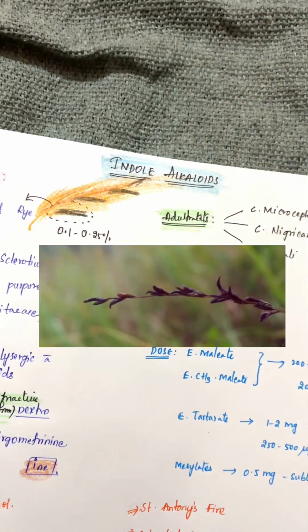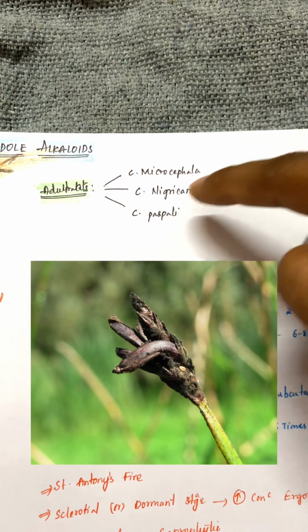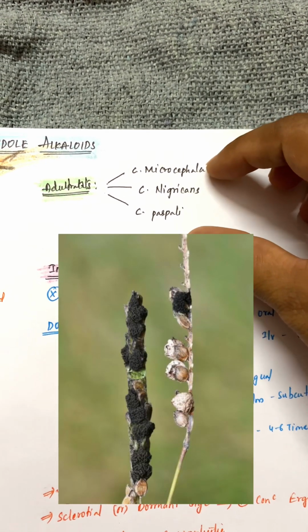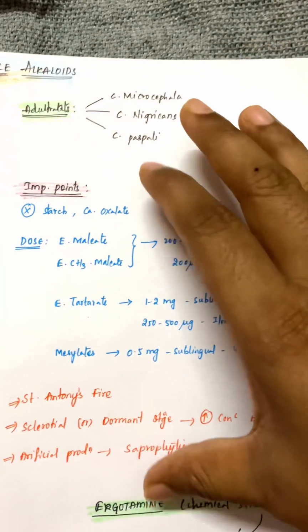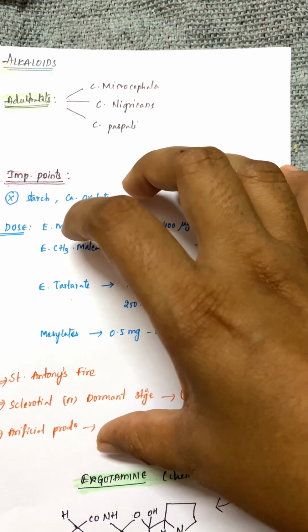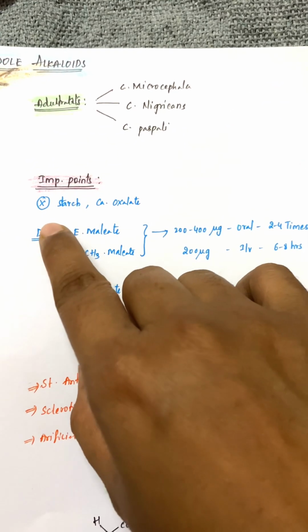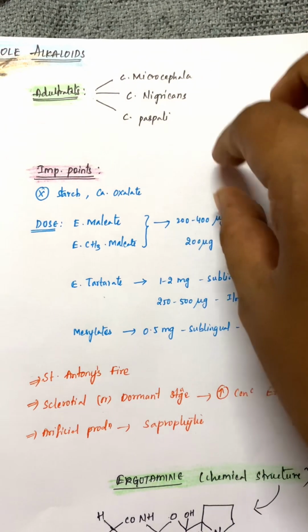Now what are the adulterants when a biological source is there? These days we see the adulterants, right? So Claviceps microcephala, Claviceps nigricans, Claviceps paspali, these 3 are the adulterants of ergot. Now some of the important points to be remembered from the point of view of competitive exams, we can remember these points, okay. So this ergot does not have starch and calcium oxalate crystals.